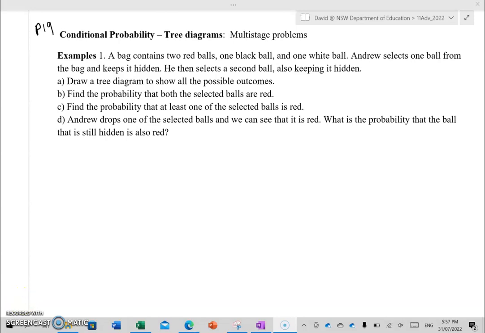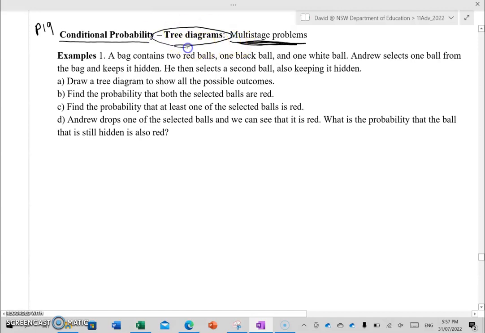Okay, in this video we're going to have a look at conditional probability for multi-stage problems. So more than one stage in the problem, and just like normal multi-stage problems, tree diagrams are a good way to go for these sort of questions. These are probably the trickier kind of conditional probability questions. So we'll have a look at this through two examples. We'll try and cover the theory.